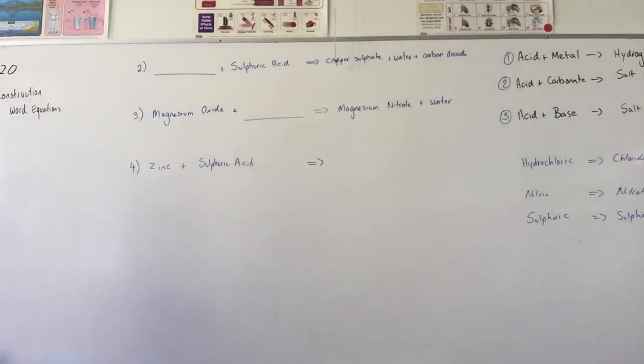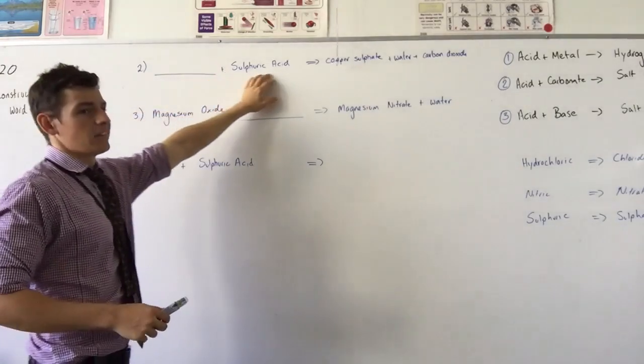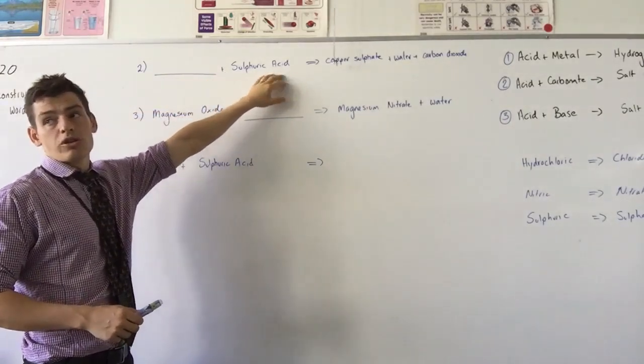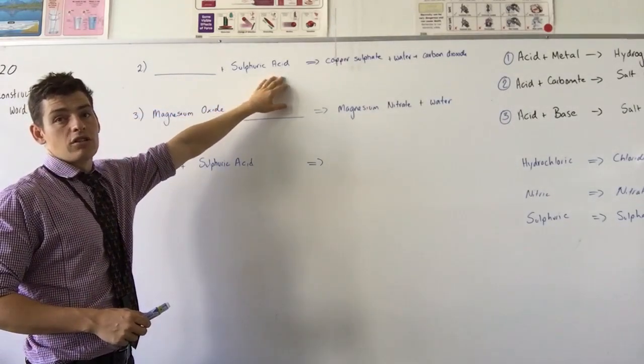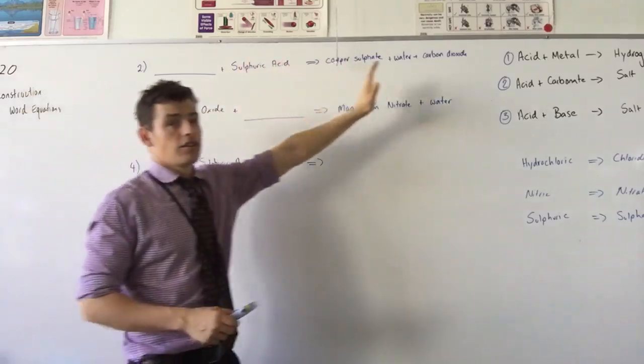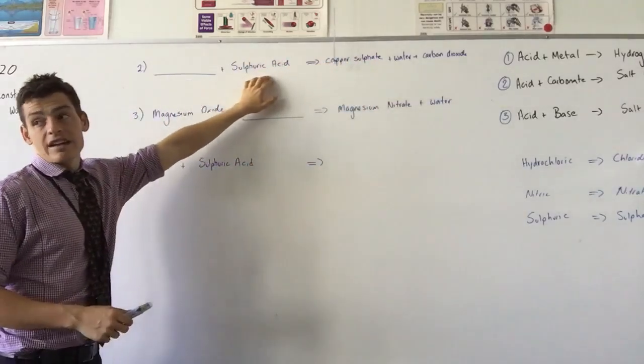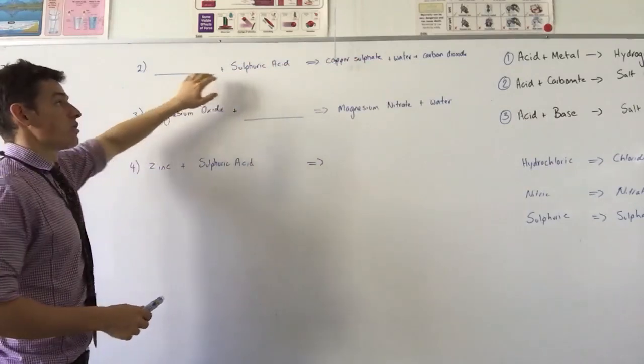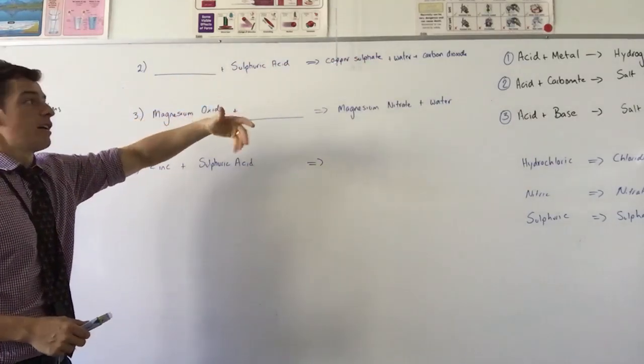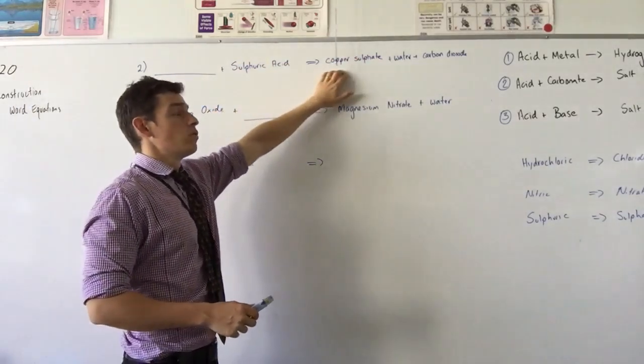So let's look at question 2 on the board. We've got something plus sulfuric acid. Does that help us? Do we know at this point in time what type of reaction we have? If you haven't looked any further, do you know? No. You only know the acid, don't you? So you don't know whether it's an acid metal, acid base, or acid carbonate. But as you go further, what's that?